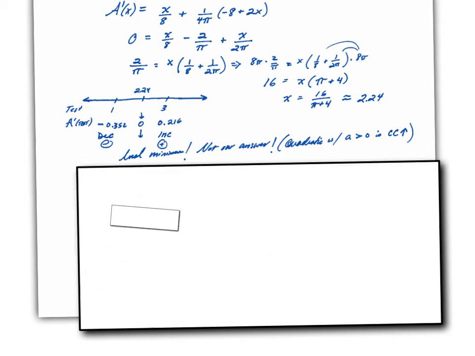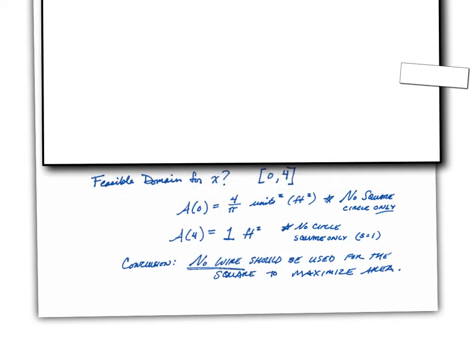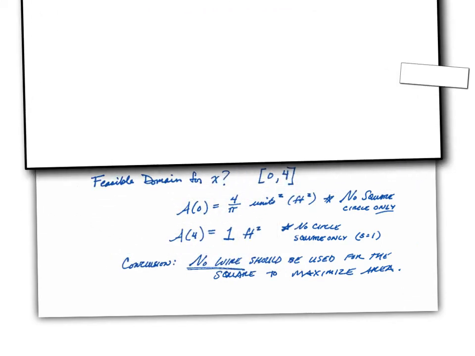So what do we have to do then? Well, how about the domain for x? What was the feasible domain? It was 0 to 4. 0 gives me 4 over pi units squared for a total area. Okay, that's feet squared. That would be no circle, no square, circle only.